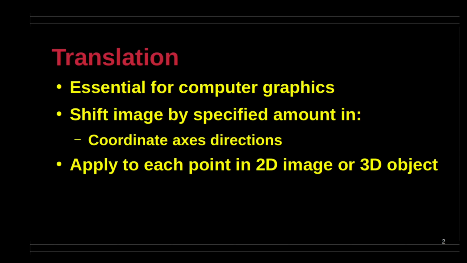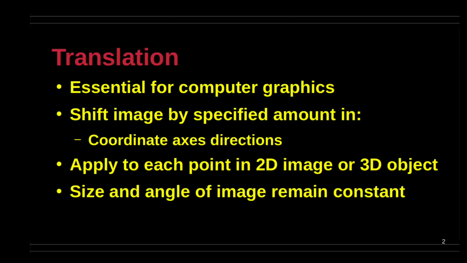If the translation value moves the image along a coordinate axis in one direction, then the negative value will move the image in the opposite direction.